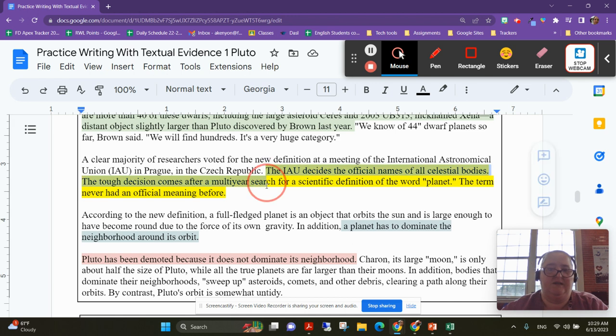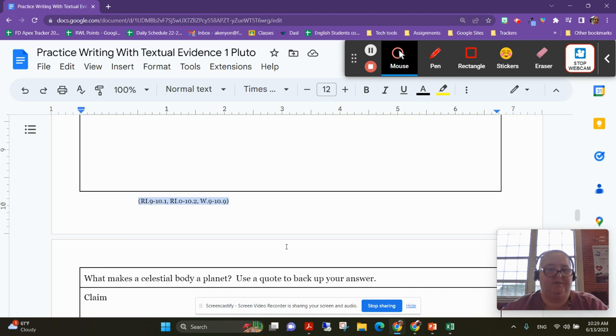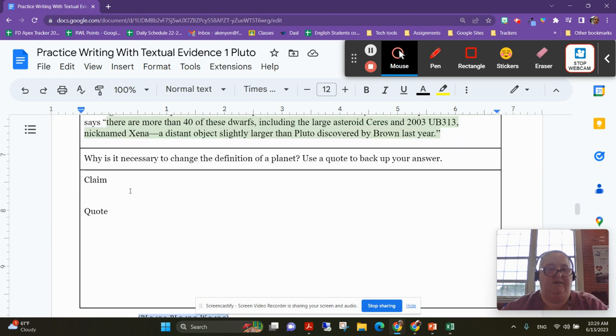Part of the reason is because there was never an official meaning for the term before. So that's my yellow quote. It's right here, right? So you would copy this and paste it, right?